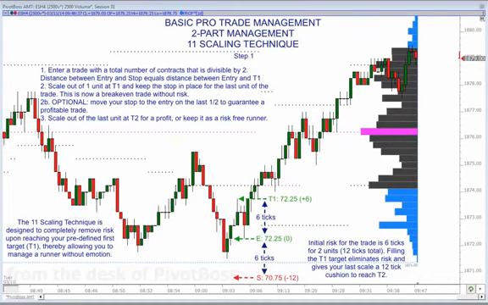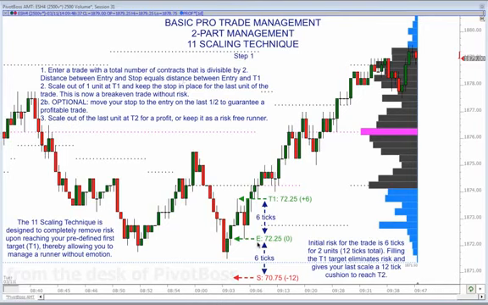This is a 2500 volume bar chart for the ES. This is my execution time frame. I really like the 2500 volume bar chart. But looking at the two-part scaling technique, the 1-1 scaling technique, you're scaling 1 unit on the first half and 1 unit on the second half. So that's basically half and half.